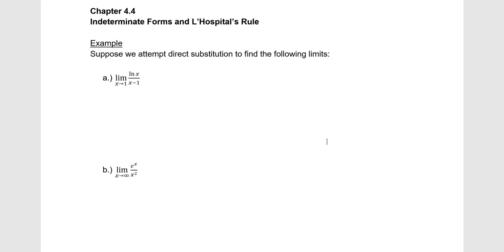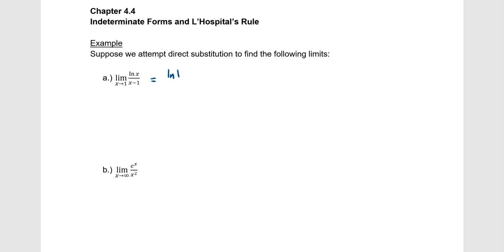In this section, we're going to be going over indeterminate forms and L'Hopital's rule. So let's do these first examples. Let's say we try to evaluate these following limits using direct substitution. So the first one, we have the limit of ln of x over x minus 1 as x approaches 1. Let's say that we try to do direct substitution.